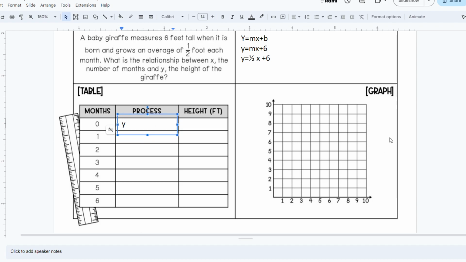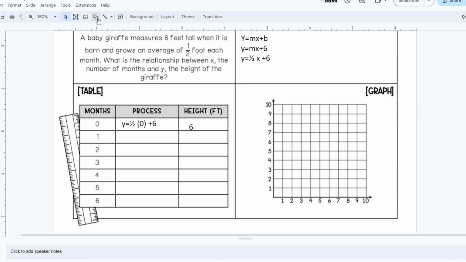y equals 1/2 times 0, because 0 is the months, plus 6. And so my height in this case would be 6. Let's go fill in a few others and you guys can do the rest.